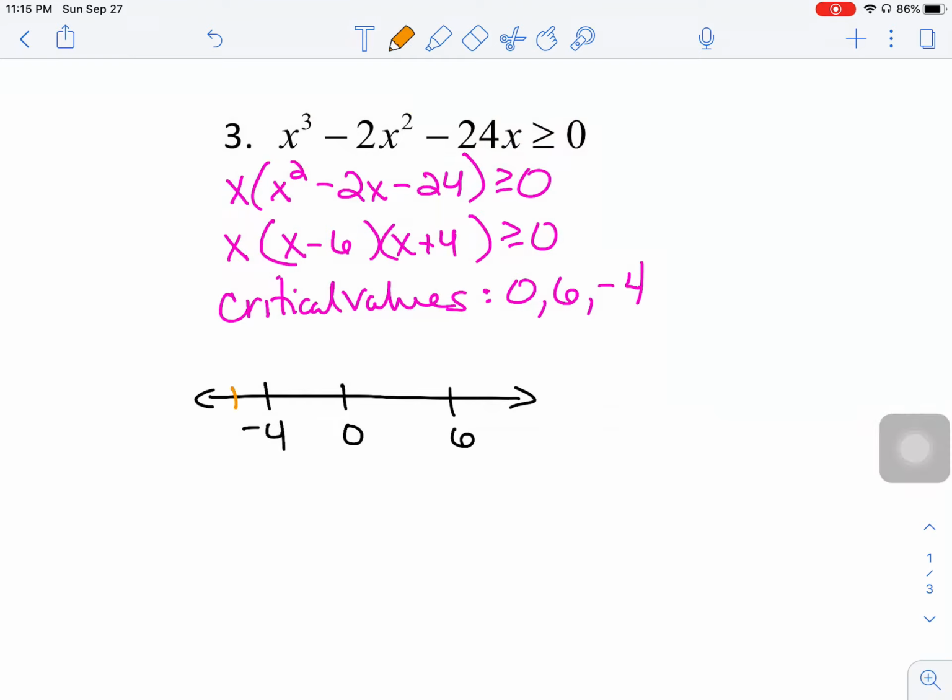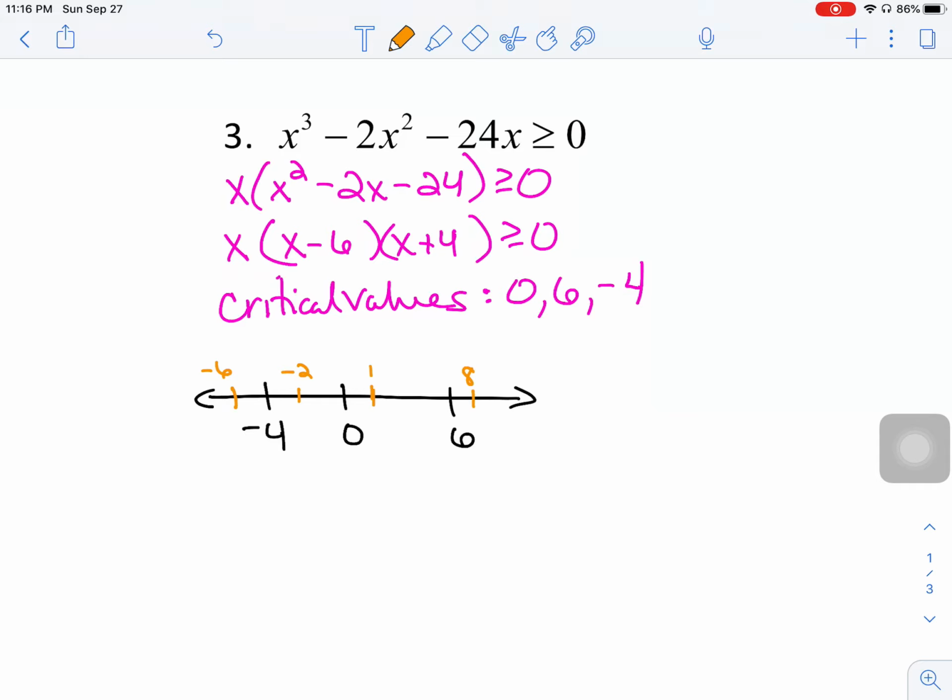You could pick -512 as the number less than -4. It doesn't matter. So I'm going to do -6, -2, 1, and 8. You don't have to pick those values. Again, the only thing you absolutely cannot pick are the critical values themselves. You don't want to do that.